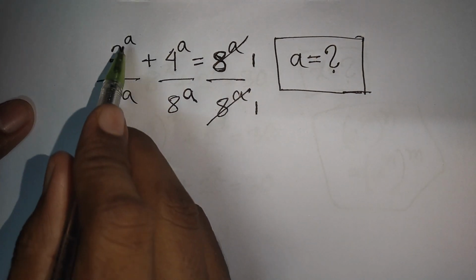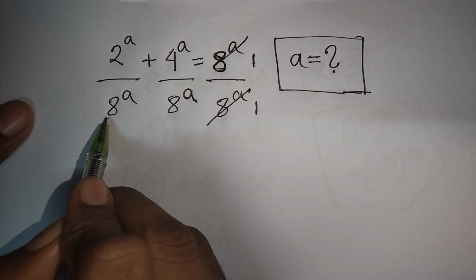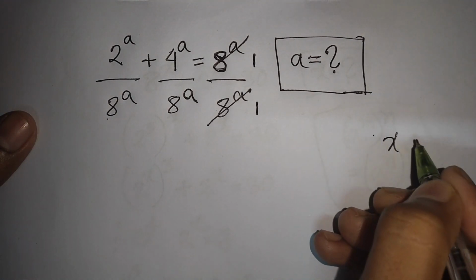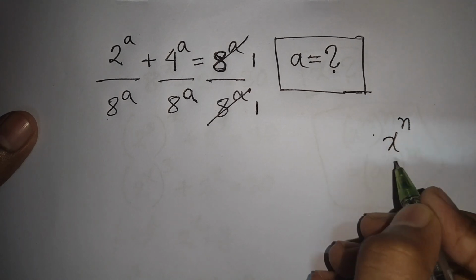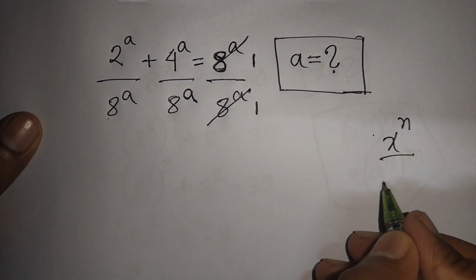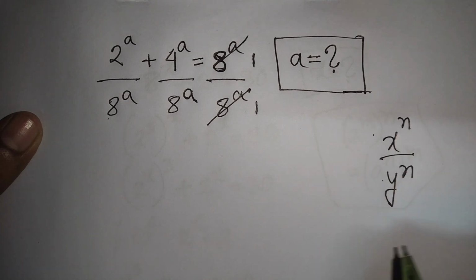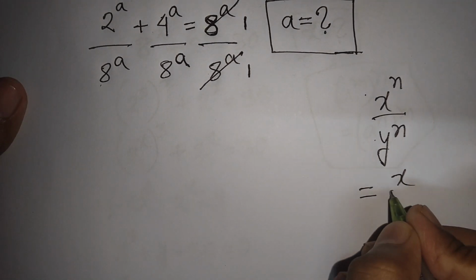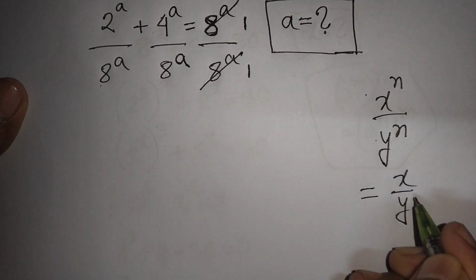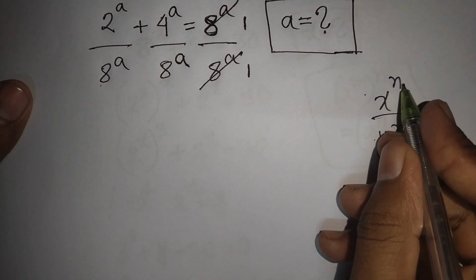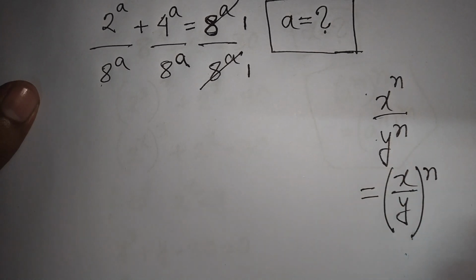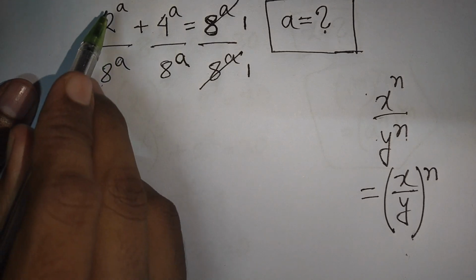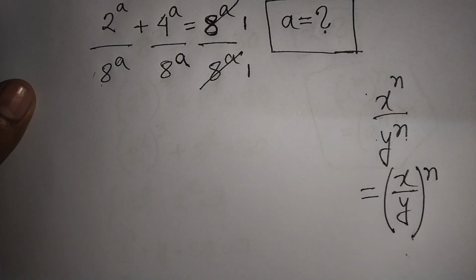Now from here we see the same power but different base. So remember this exponential rule: x^n over y^n is equal to (x over y) bracket common power n. That means n is the same power but different base. Here, a is the same power but different base.